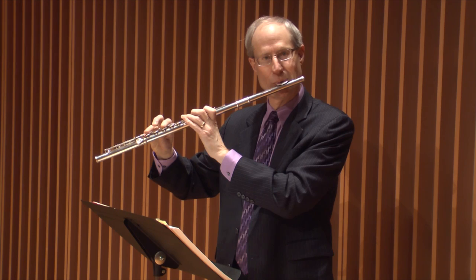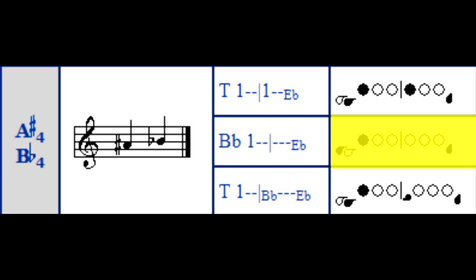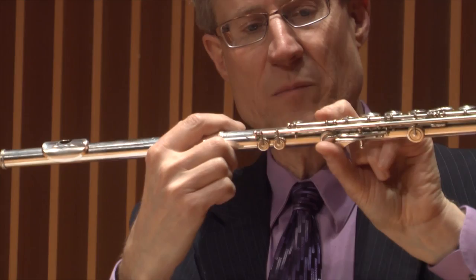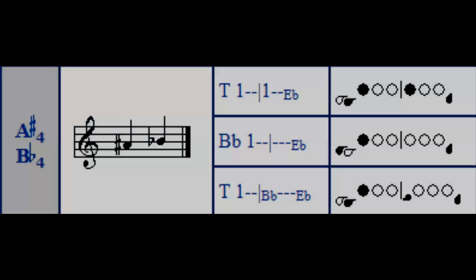Now, talking about fingering, one mistake that some flutists make is using the thumb B flat. I love this fingering for B flat, but not here in the chromatic scale, because it's really difficult to slide your thumb from this position to this position. So in this instance, I like to use what I call 1 and 1 B flat, or lever, which is right here.